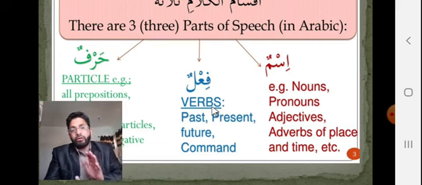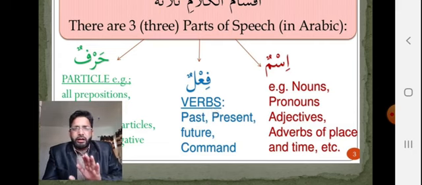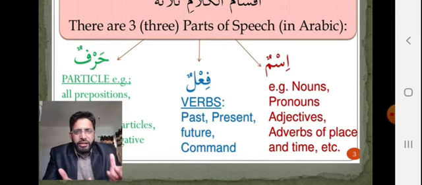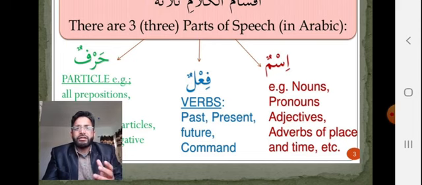The main point, and you have to remember this, is the most important distinction between an ism and a fail. In ism we don't find any tense, and in fail we find a tense, a period mentioned. So that's why this is the main distinction between the ism and fail.